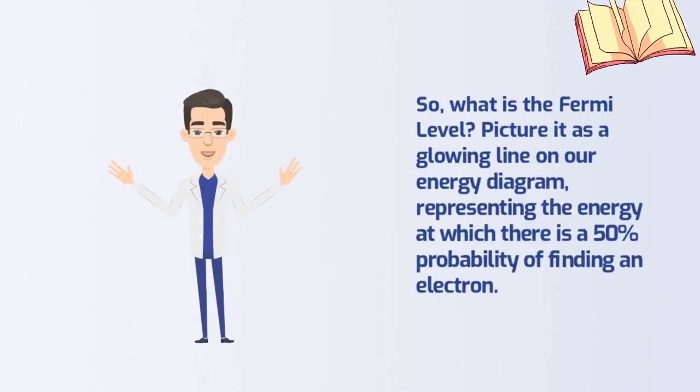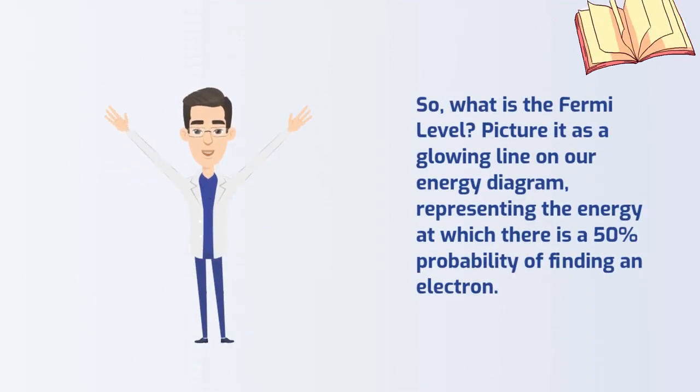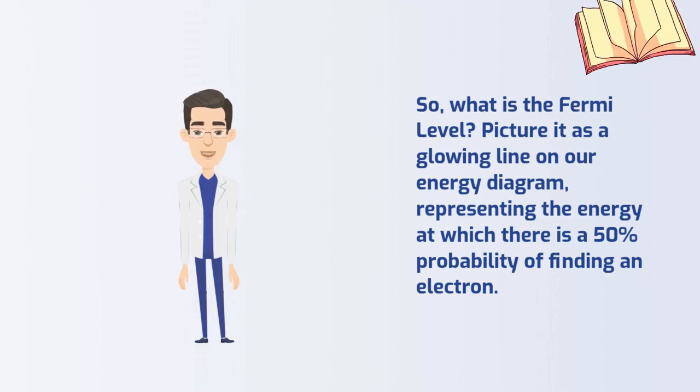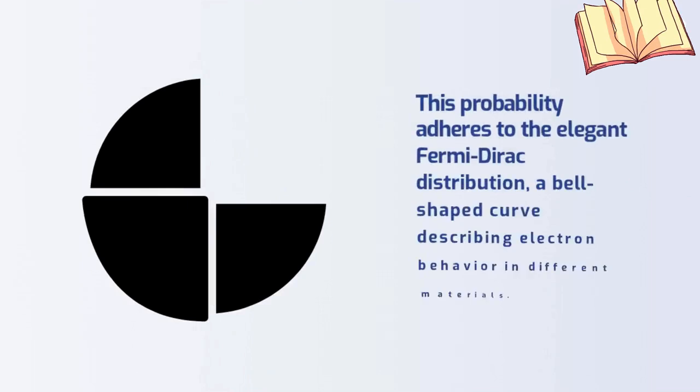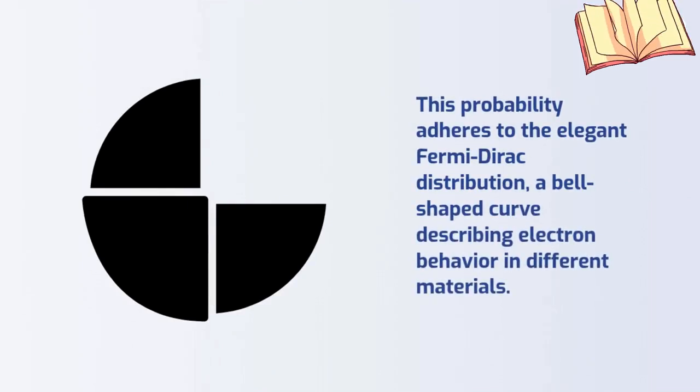So, what is the Fermi level? Picture it as a glowing line on our energy diagram, representing the energy at which there is a 50% probability of finding an electron. It's similar to a quantum coin flip. Electrons are increasingly rare above this level, while below it, they're more commonly found. This probability adheres to the elegant Fermi-Dirac distribution, a bell-shaped curve describing electron behavior in different materials.